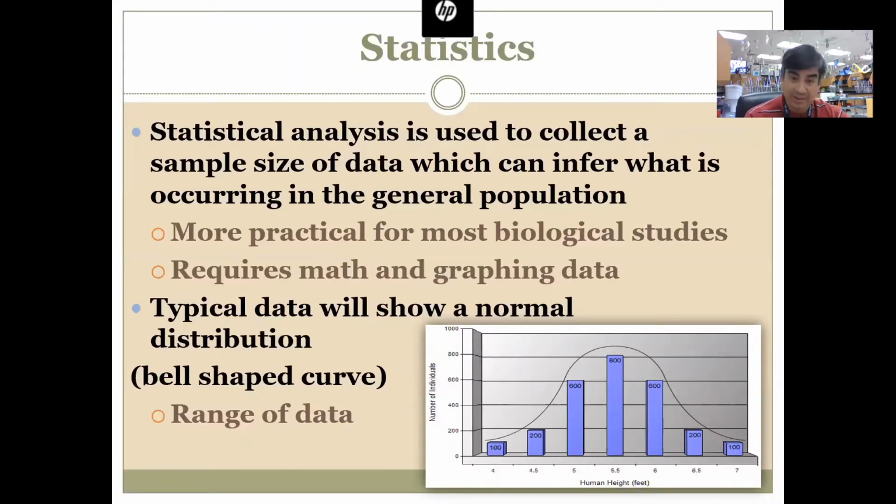Now, guys, stats does require some math skills and some graphing skills. So hopefully you're going to bring those. And I know, guys, you have great graphing skills already, and math skills, we've practiced those.